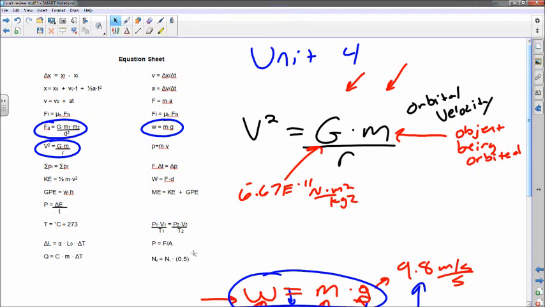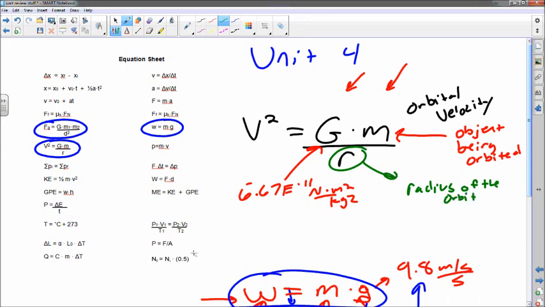And then we have r. R is the radius of the orbit. So if you think about it, you've got this planet right here, and you've got this moon or satellite or something going around. It has to be the radius of the orbit. Well, that's going to be this right here. All that really is, is the distance between the center of the planet and the object that's doing the orbiting, that is the satellite. So really, we can just use the distance between the planet and the moon, or the planet and then the space shuttle or whatever, as our radius. But technically, it stands for radius of the orbit.